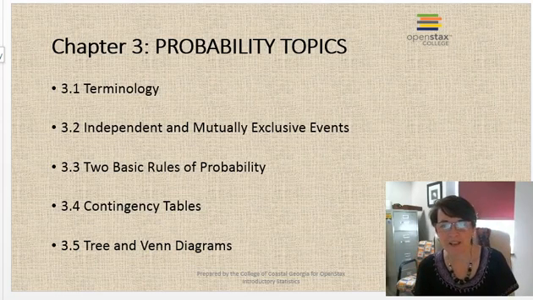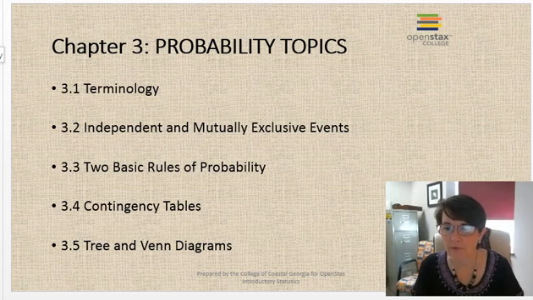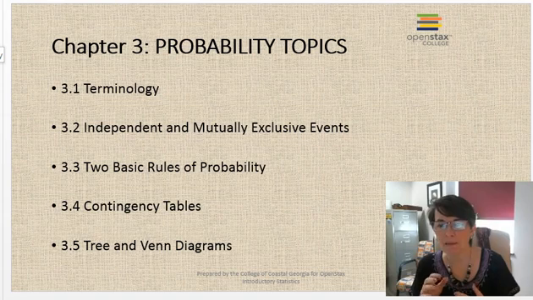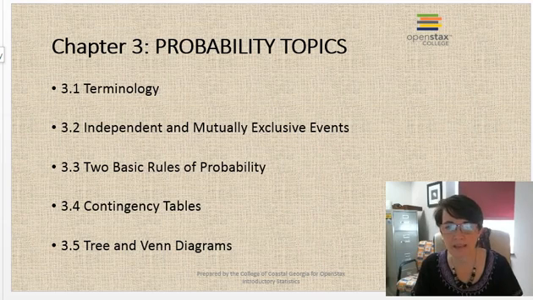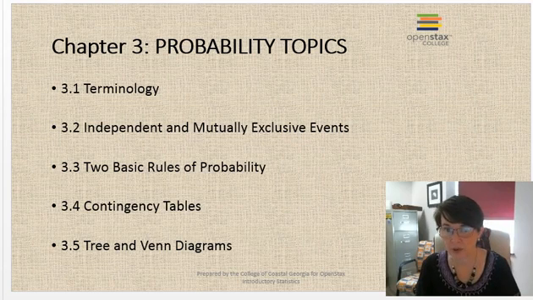So for probability this week, we're going to talk about the topics listed here. I've mentioned them in the overview. There's a little bit of terminology to make sure we understand how we are discussing these things. Independent and mutually exclusive events. There are basic rules of probability. This would be the addition rule and the multiplication rule. And then the contingency tables and Venn and tree diagrams. So that's kind of where we're headed. Hopefully we will get there.